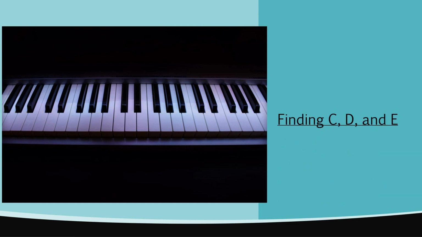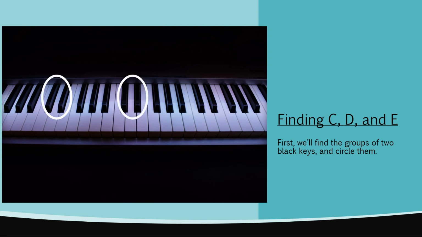Now we're ready to find C, D, and E on the piano. The first thing we need to do is find the groups of 2 black keys and circle them. So I have this group of 2, this group of 2, and this group of 2. I have 3 groups of 2 black keys in this picture. C, D, and E are the 3 notes that are right next to these groups of 2 black keys.